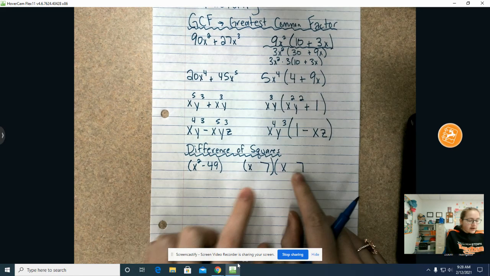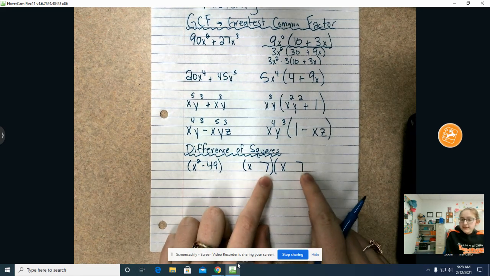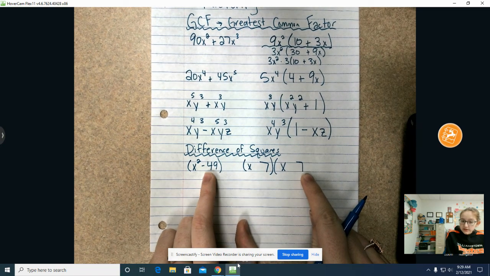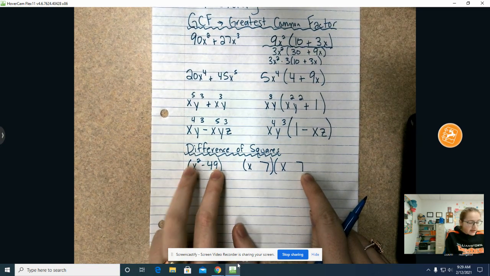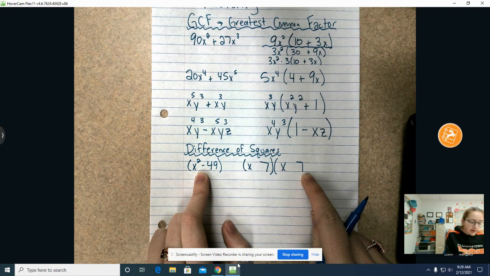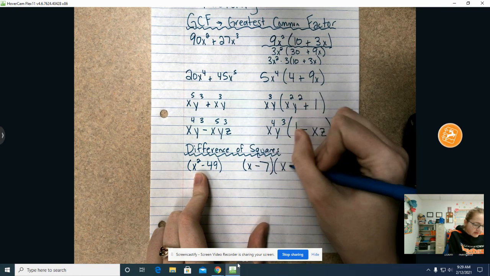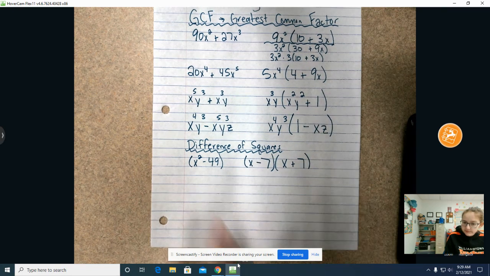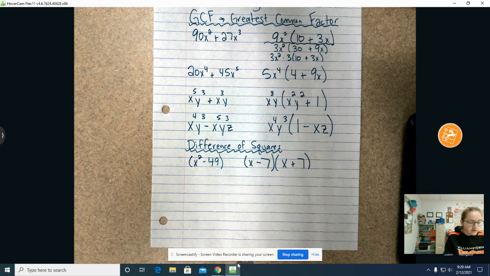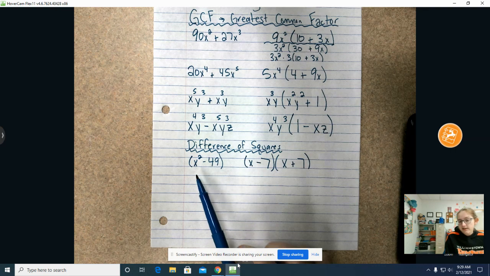So we know we're going to have two x's and we're going to have two 7s because we're going to want to multiply them together to get right back to where we started. We always want it to be a negative number, so one is going to have to be negative and one is going to have to be positive. So I can break that down. X minus 7 times x plus 7 is going to give me x squared minus 49.